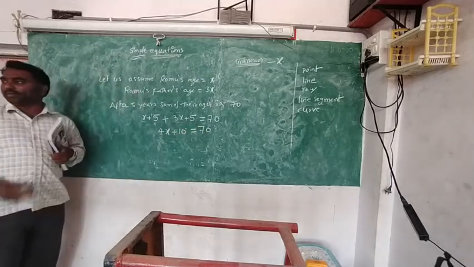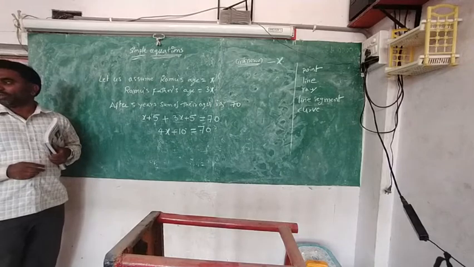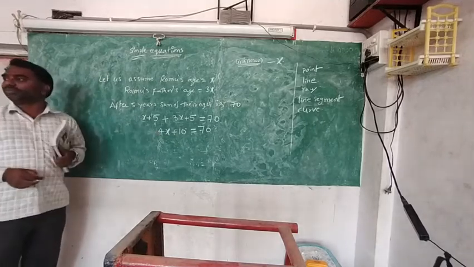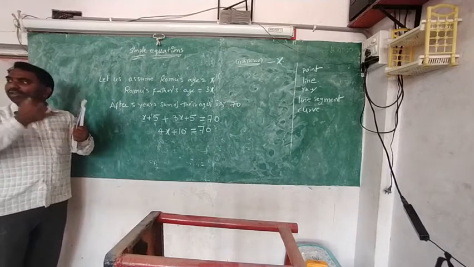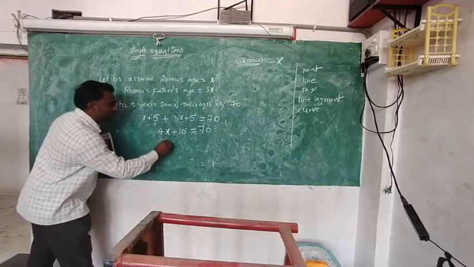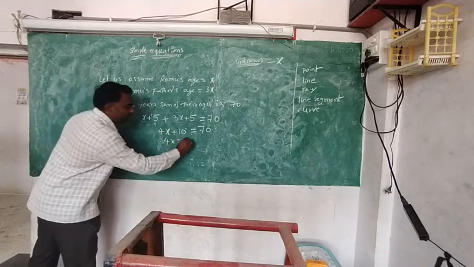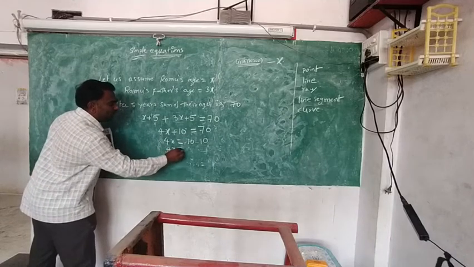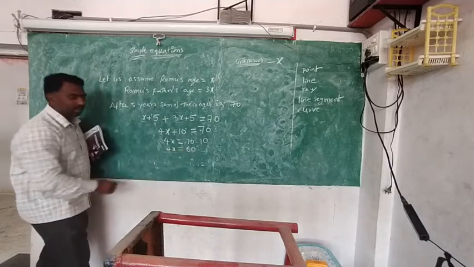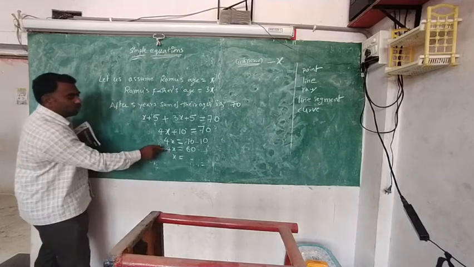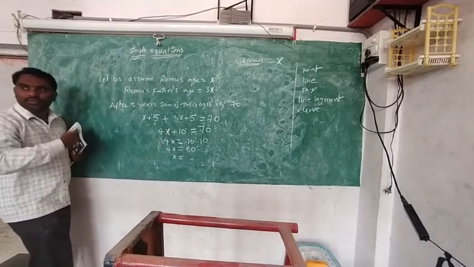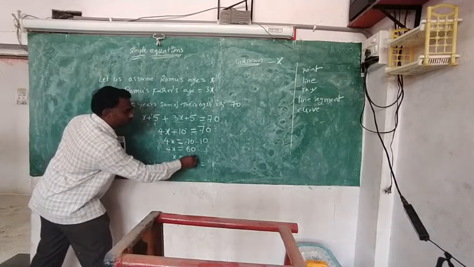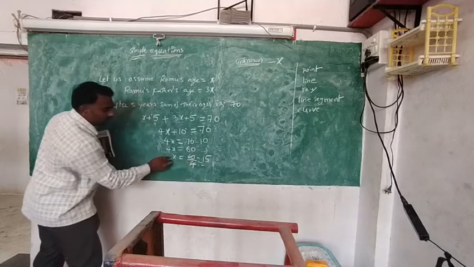Now step by step, tell me what you will do first. First we will move the 10. Why not the 4? Because 4 is close, 10 is far. Okay, 4x is equal to 70 minus 10. 4x is equal to 60. Very good. Now 4 is multiplying x here, so when it goes to the other side, it will divide. So 60 by 4 is 15. You got the x value as 15.